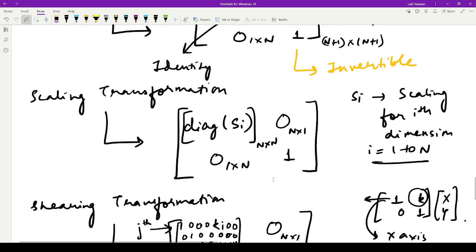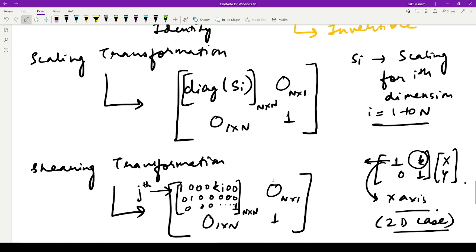Okay, great. What about scaling? Can I undo scaling? Yes. That means, for instance, if you zoom in on an image and then zoom out, you can undo it, right? Yeah. So it is also invertible.